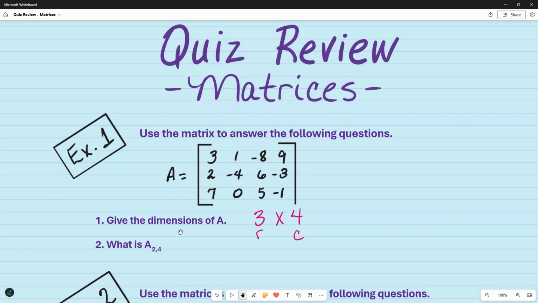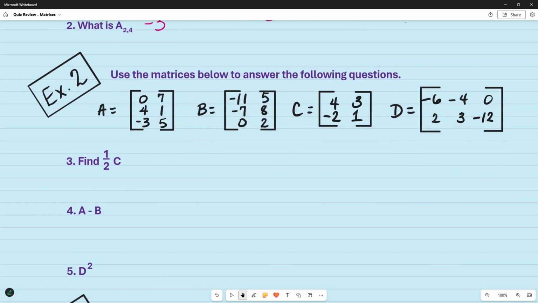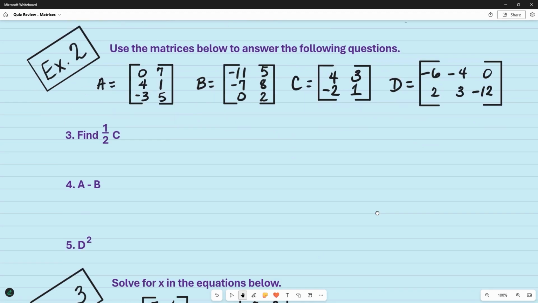For your next one, it's asking you what is A, which is your matrix, and then it's asking for row 2 and column 4. Where does 2 and 4 meet? -3. Example 2, it says use the matrices below to answer the following questions.